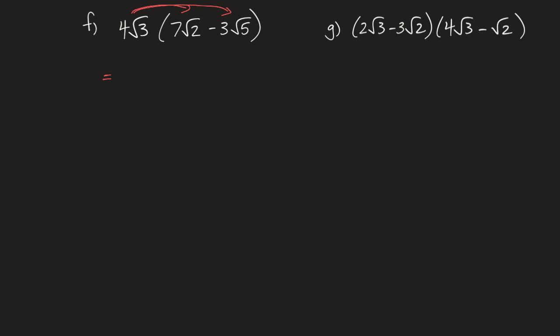So I need to take my 4 root 3 times 7 root 2. That's a 28 root 6. I then need to take 4 root 3 times negative 3 root 5. So there's a negative 12 root 15.